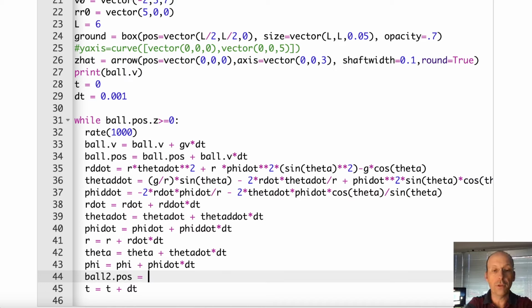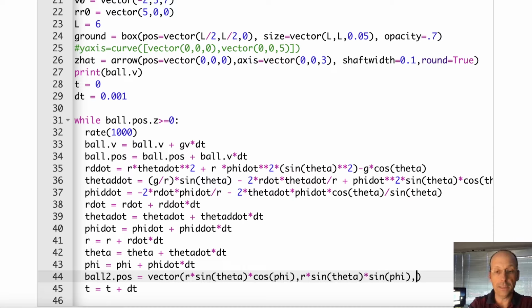Ball2.pos equals vector. Now I'm just writing out my r in vector Cartesian coordinates. So the x component is r times sine theta times cosine phi. My y coordinate is going to be r times sine theta times sine phi. And my z coordinate is going to be r times cosine theta.